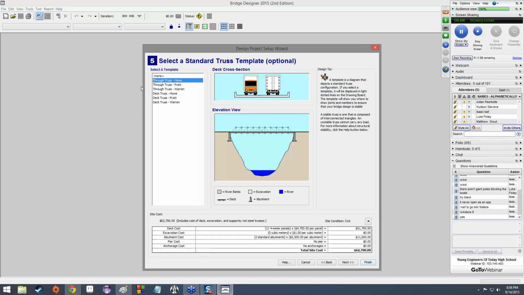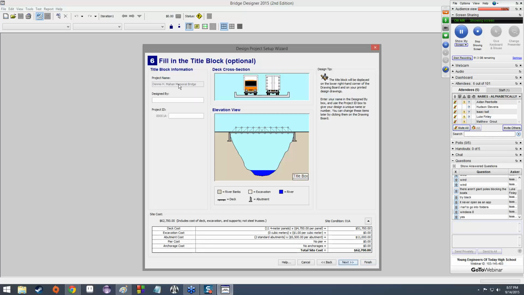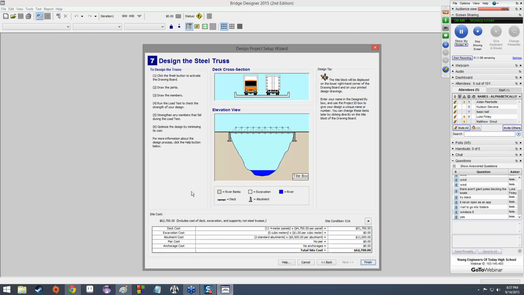So for this example bridge, we're going to select through truss. Hit next. Fill in the title block, optional, design by. You can do your name or Young Engineers of Today. I'm going to do, let's see here, Chewy. Hit next.